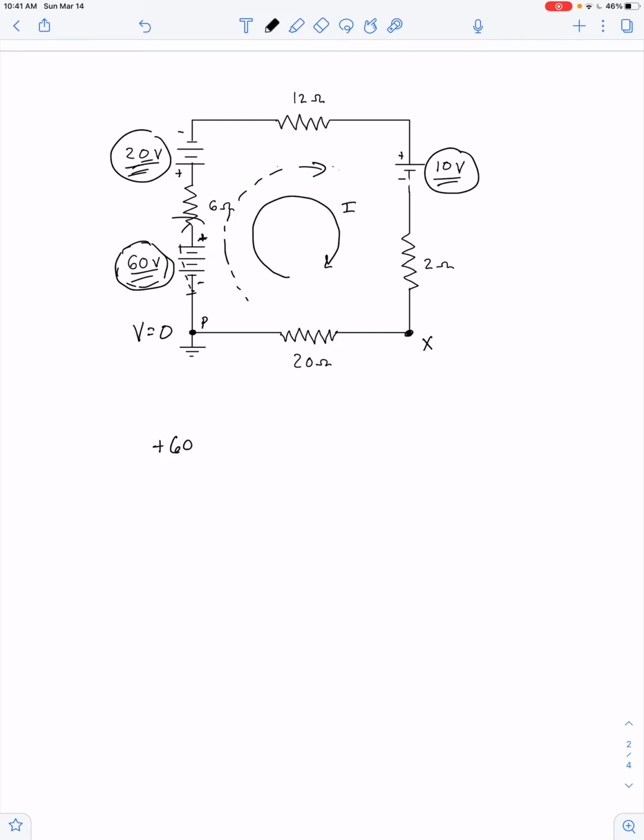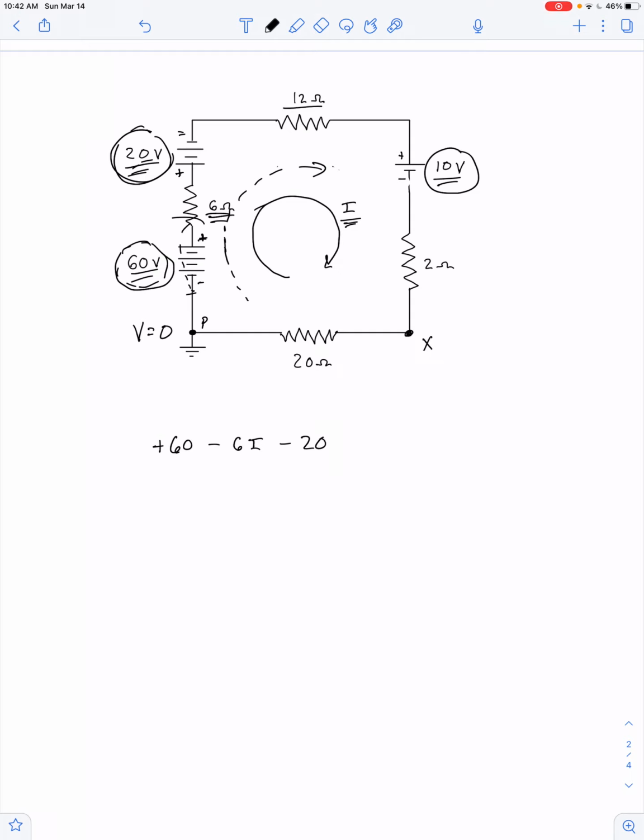So we're going to say plus 60, and then we encounter a resistance of 6 ohms. So we're tracing our way in the direction of the current, so that's going to be a loss in voltage, and we find that by multiplying the current times the resistance, although I'd rather write that as 6I instead of I6. So 6 ohms multiplied by a current. We don't know the value of the current yet, so the best we can do is just call it I. Okay, the next thing we encounter is a 20-volt battery, but on that battery we're going from the positive to the negative, so that's a loss in voltage, so we'll say minus 20.